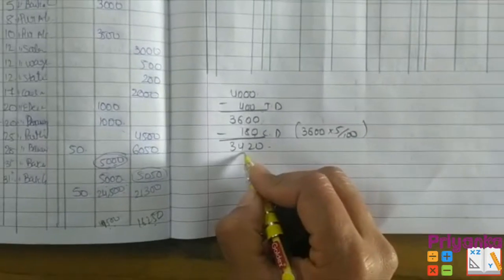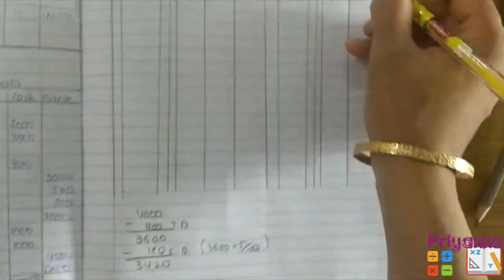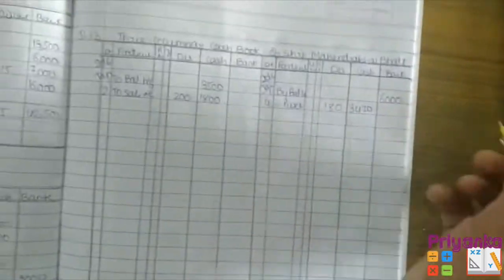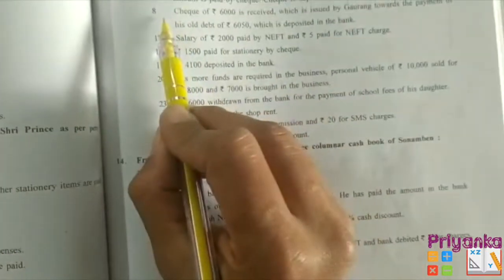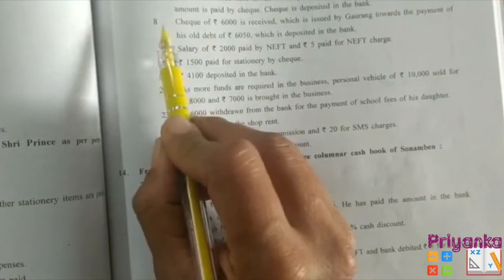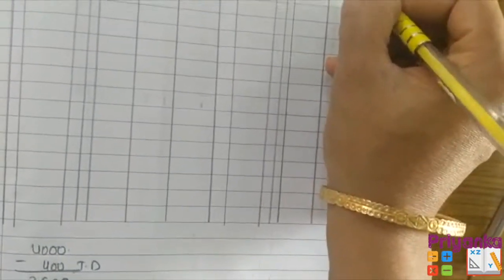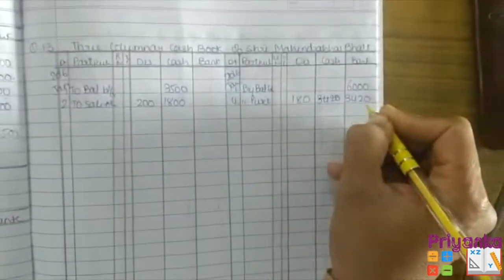And the remaining balance after discount will be shown in the cash column as the amount has been paid by cash. Next, paid by check. It is paid by check. So 3,420 in the bank column.